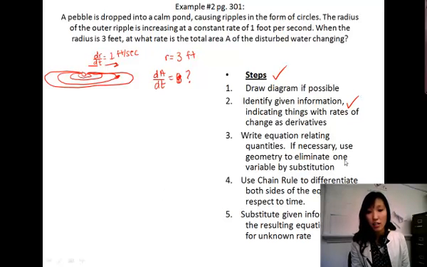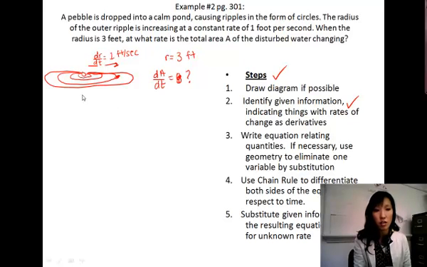Next, write an equation relating quantities. If necessary, use geometry to eliminate one variable by substitution. So we have area. We're talking about circles here, so we go back to the formulas you have, and we come up with area equals pi r squared. That is a formula that links a radius to the area of a circle, and that's what I have going on here.